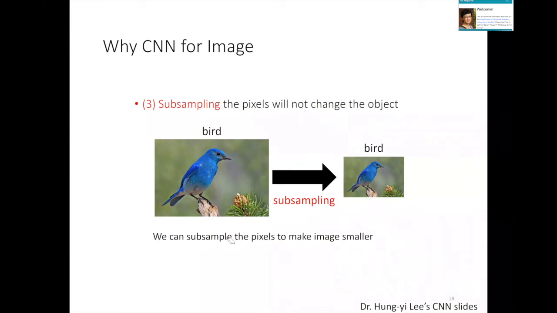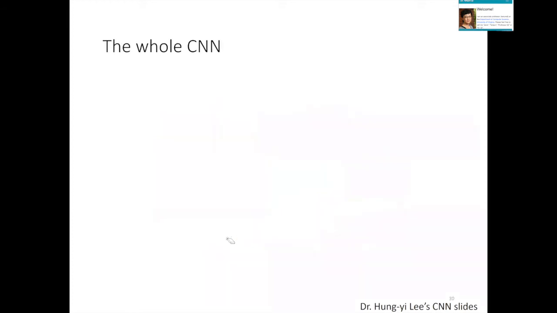When you have a smaller X, you have a smaller number of parameters to estimate. And that's the essence. So, okay, three things combined together: local, translation invariant, and also subsampling. Then that's exactly how the CNN really works.